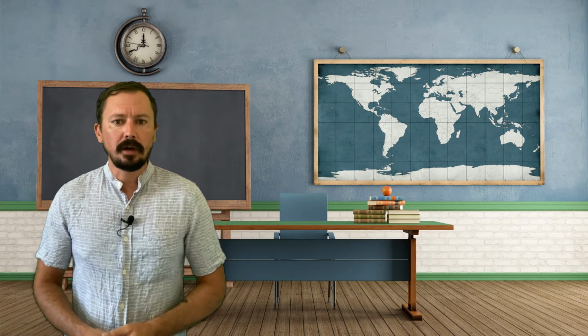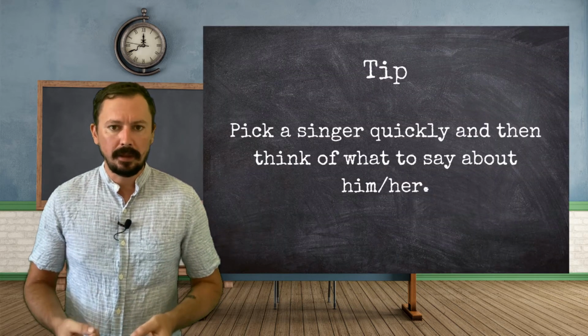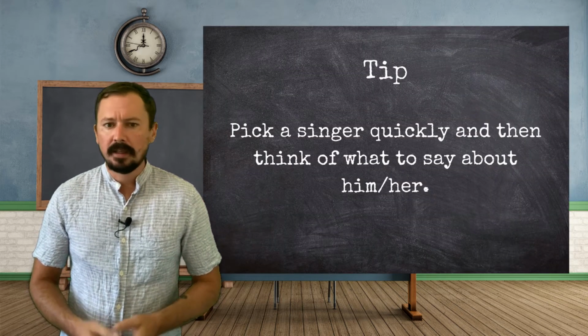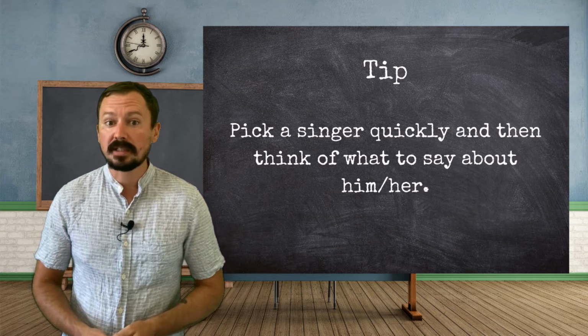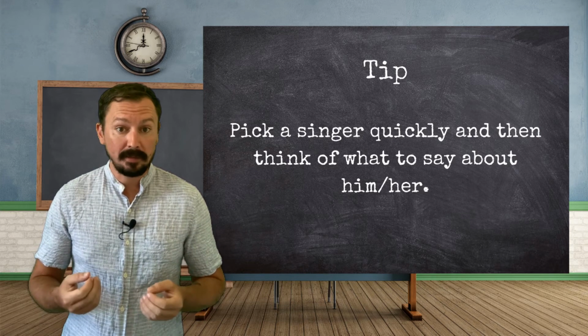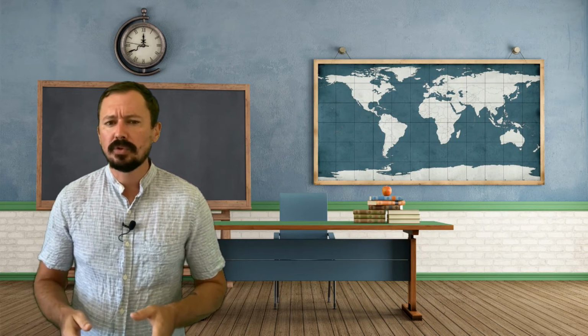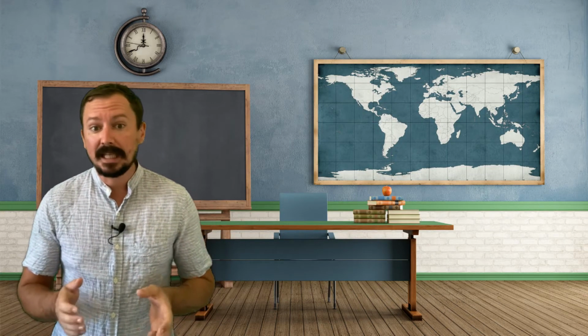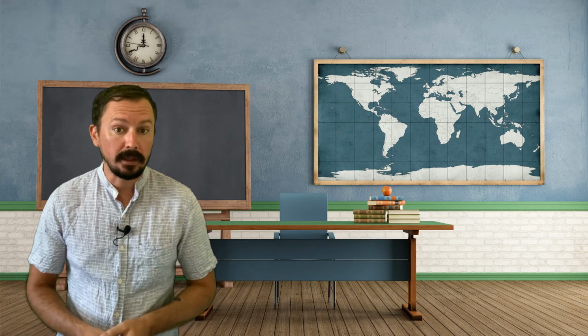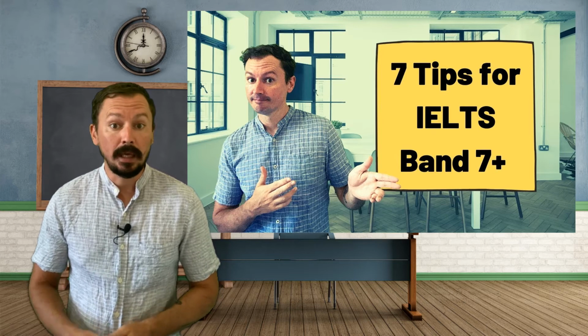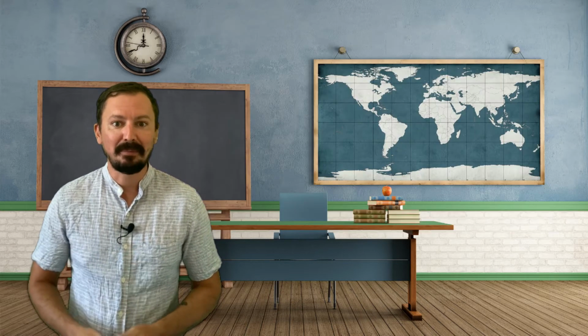When you get the cue card, you need to immediately begin thinking about your response. The best idea is to quickly choose a singer to describe, then note some ideas down about things to talk about. Don't waste time choosing between good singers and instead utilize your time carefully. You can learn more about this approach to IELTS Speaking Part 2 in this video up here.